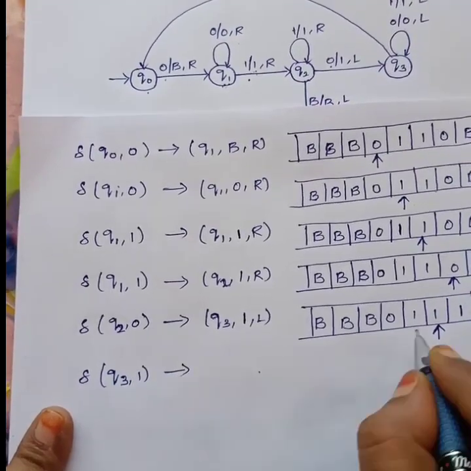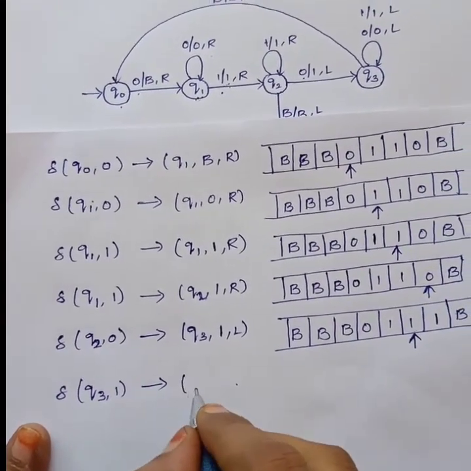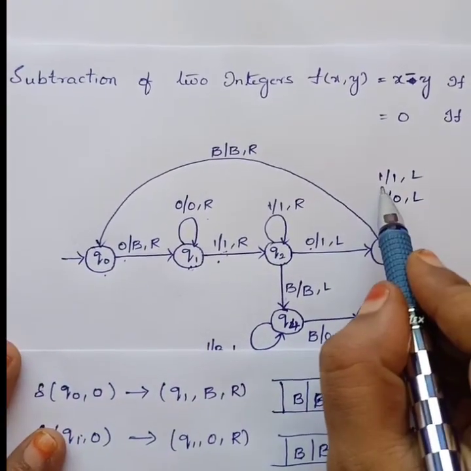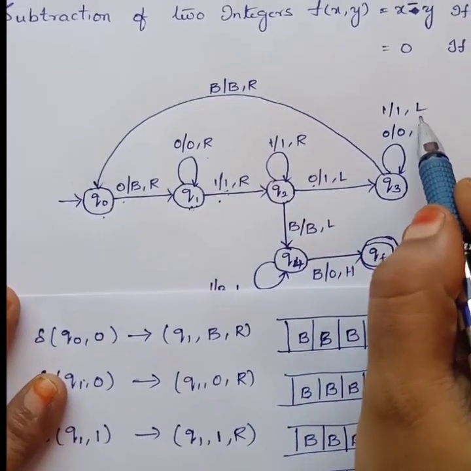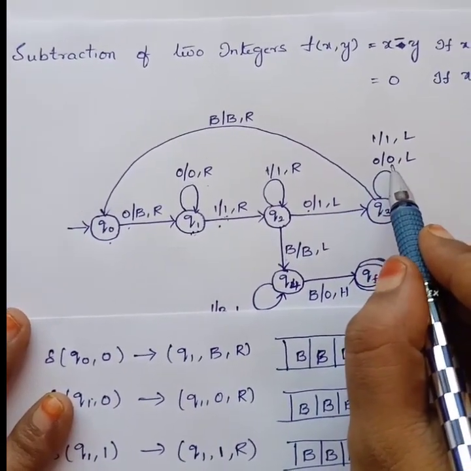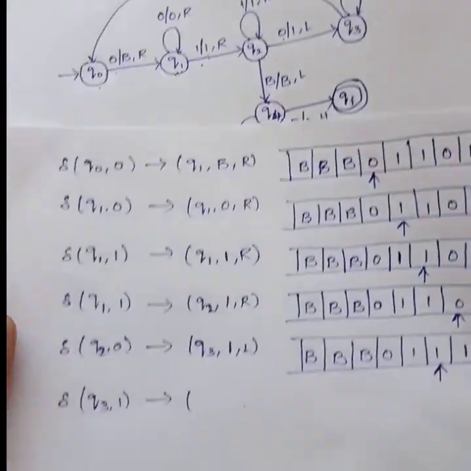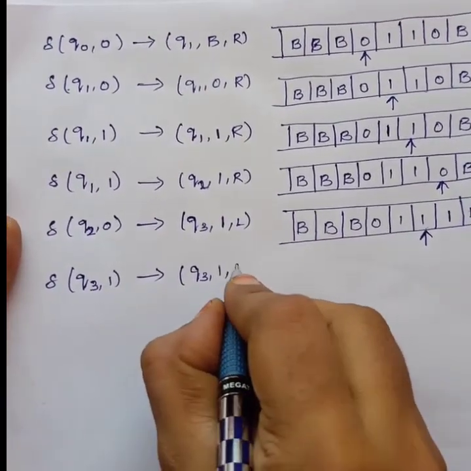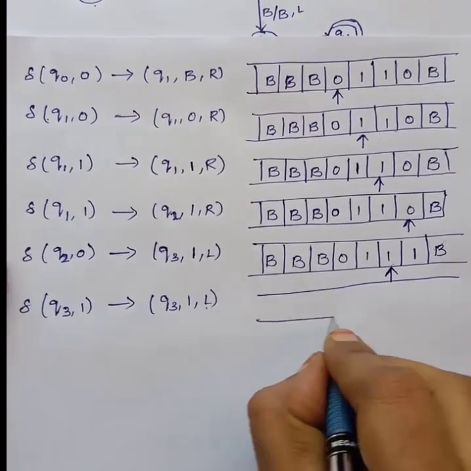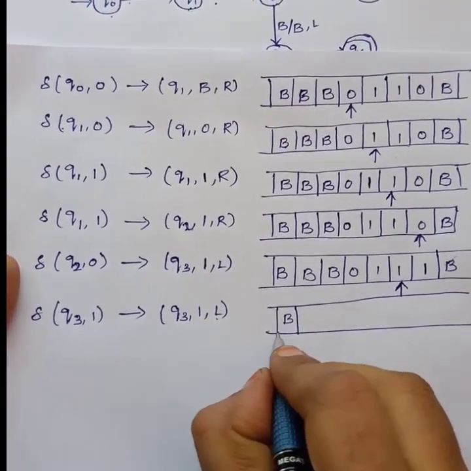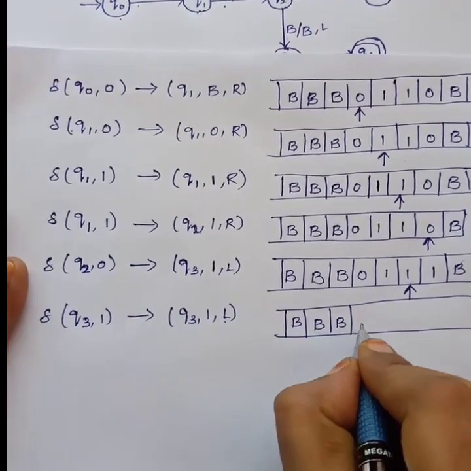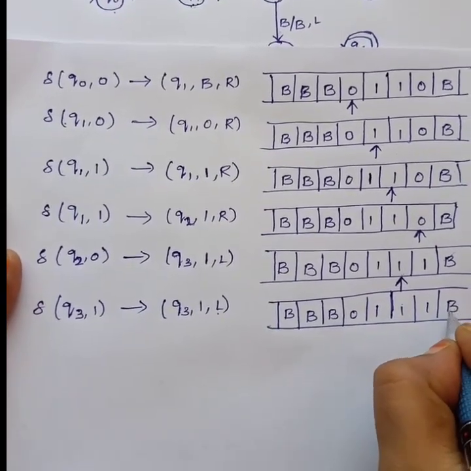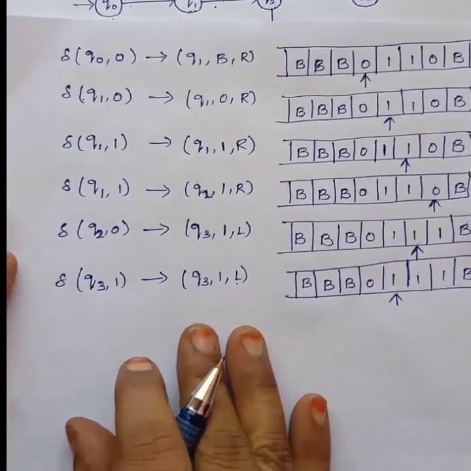So what is the input here? 1. What is the input here? 1. In Q3 state, if I get 1, see the transition diagram again. So in Q3 state, if I get 1, 1 is rewritten as 1 and move to left. If I get 0, so 0 is rewritten as 0 and move to left. So continuously in Q3 state, 1 is rewritten as 1 and move to left. So same. So B, B, B, 0, 1, 1, 1, B.